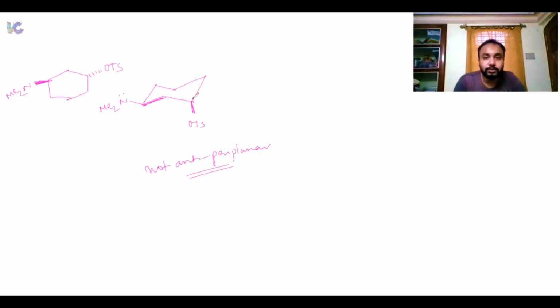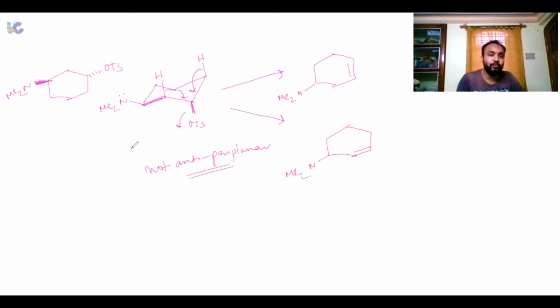Since OTs is a leaving group, and we have an anti-periplanar hydrogen over here, the base can abstract this hydrogen and we will end up with two products. If this hydrogen gets abstracted, we get the double bond between positions 1 and 2, with NMe2 on the second position. And if this other one gets abstracted, we will get this product.